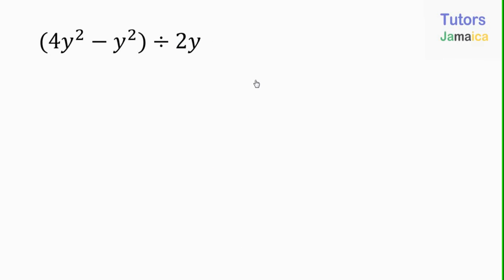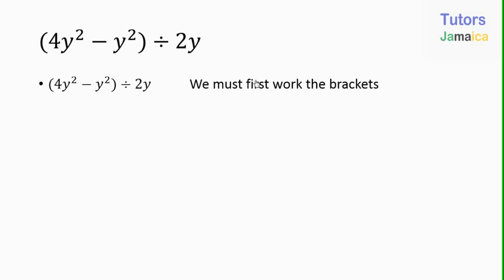Right, so let's look at this one. Open bracket, 4y squared minus y squared, all divided by 2y. So what's the first thing that we need to do? We must work out whatever is in the brackets first, because brackets supersede multiplication and division.